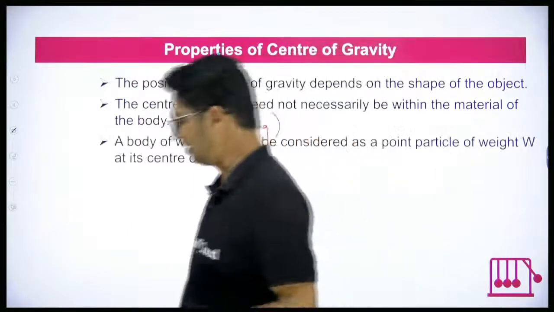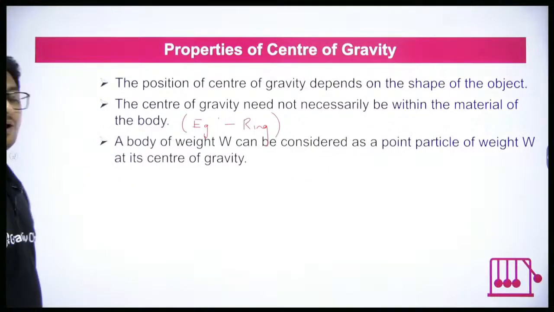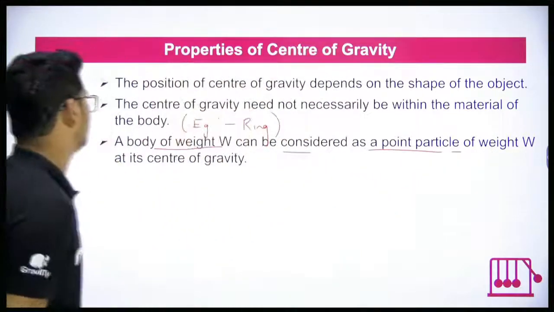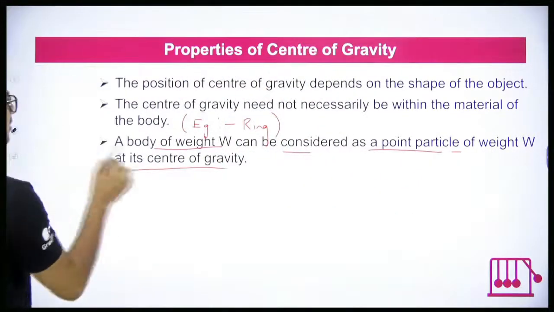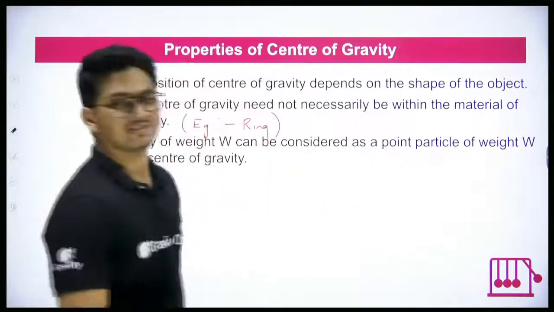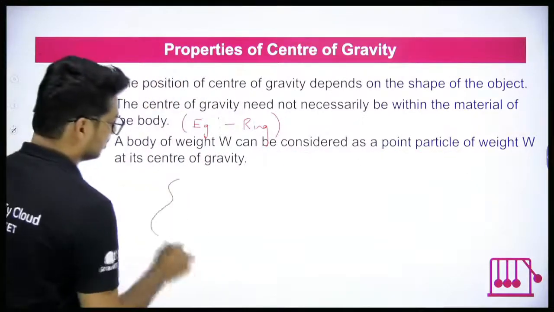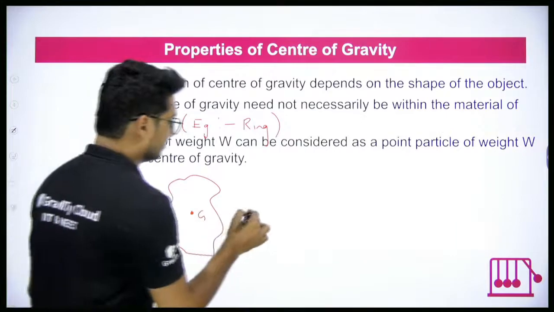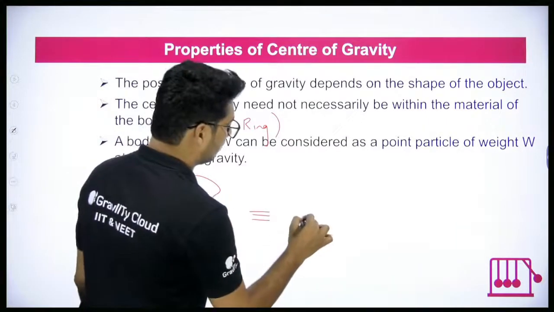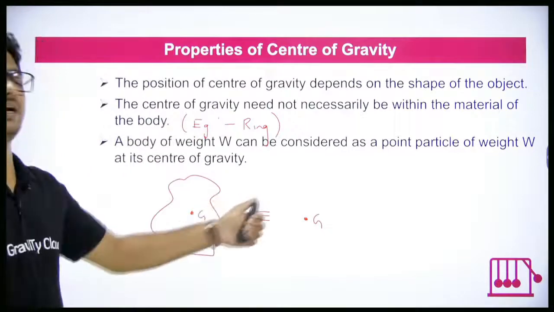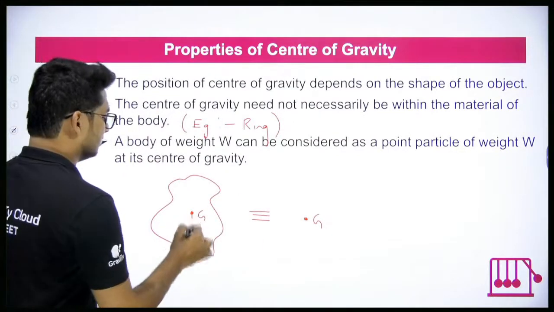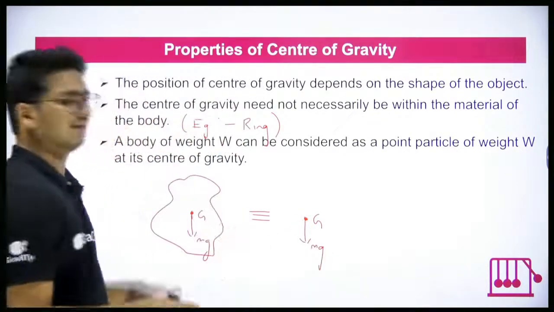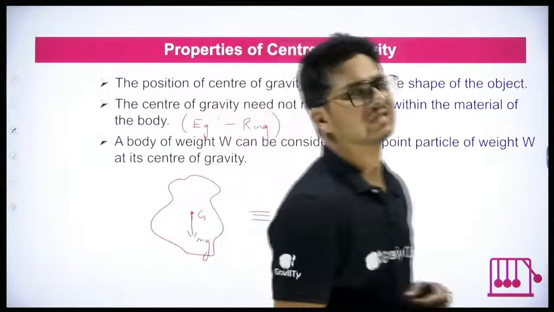Got it? Good. And another interesting point is, a body of weight W can be considered as a point particle of the same weight at its center of gravity. What does this point mean? Now this is only for calculation purposes. So if the body is like this and the center of gravity is here, it can be assumed to be only a single point of the same weight. We will not be using it much. It's just a point, and we use it in calculations, force calculations and all.